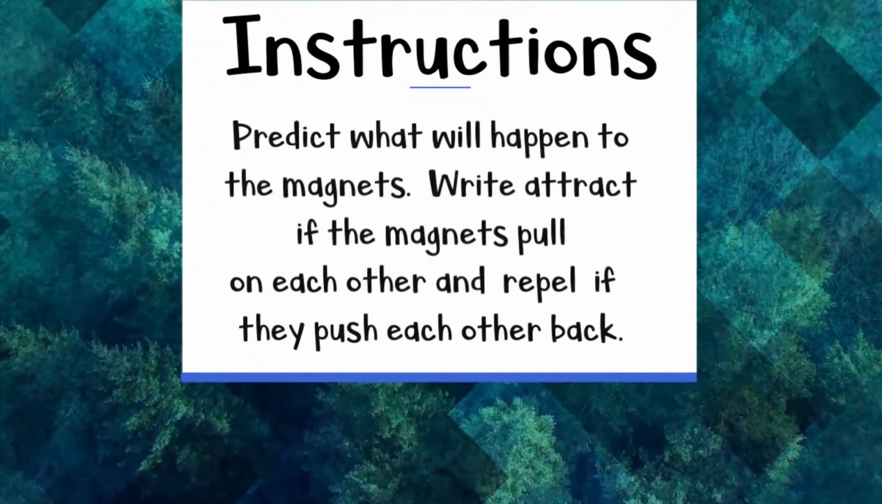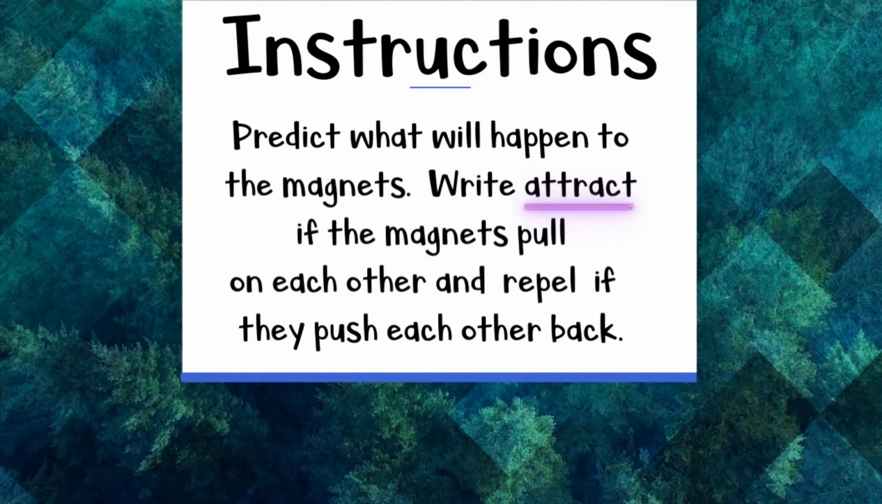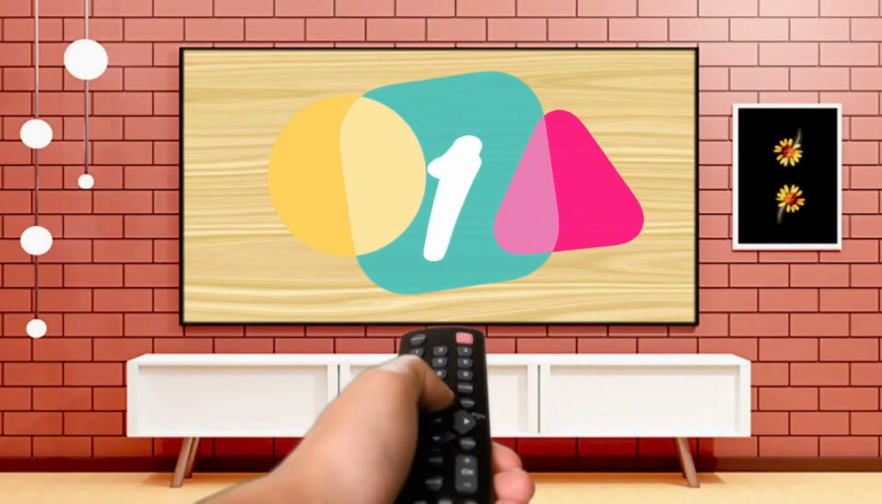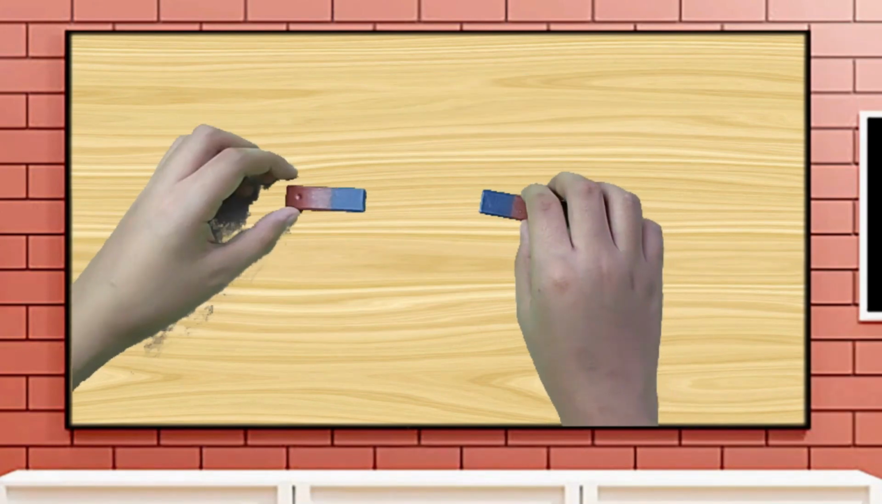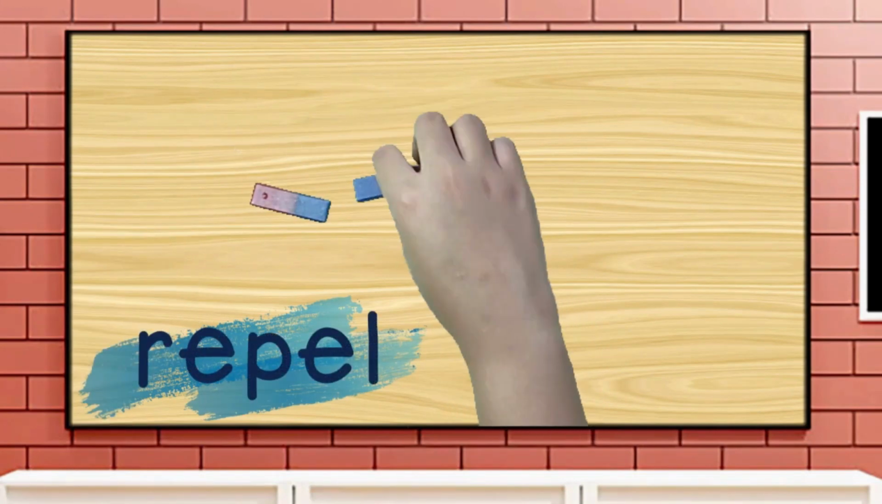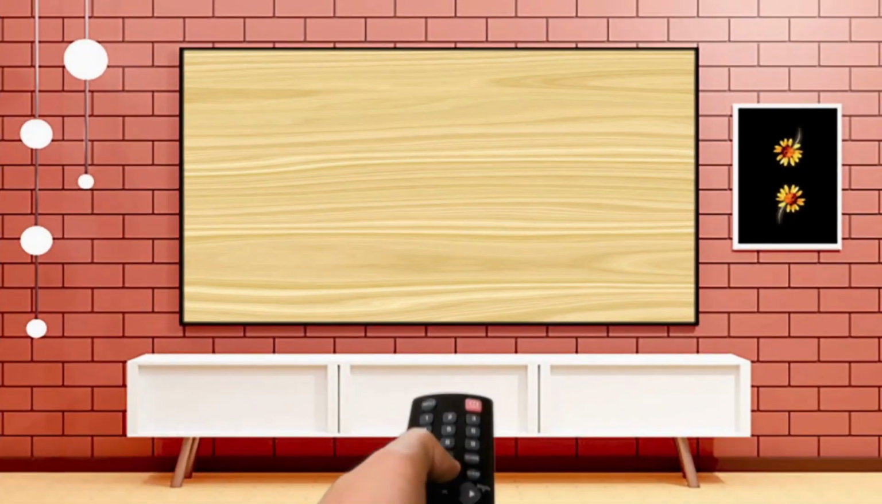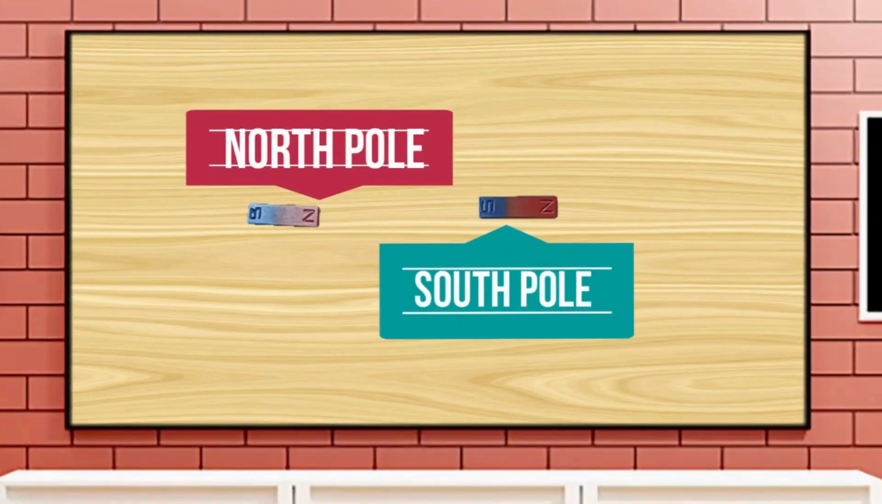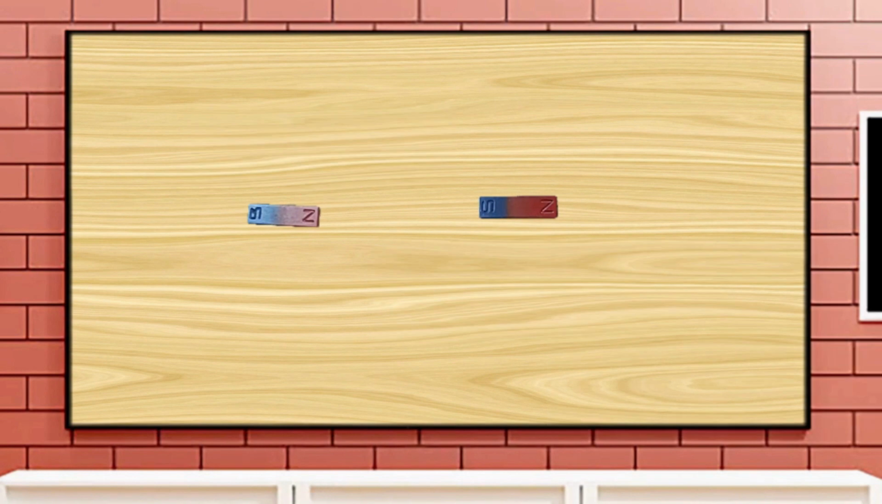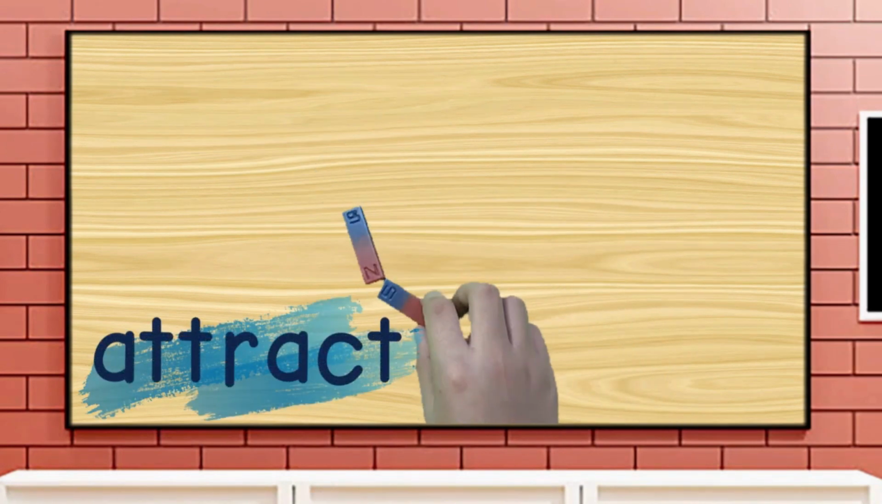Predict what will happen to the magnets. Write attract if the magnets pull on each other and repel if they push each other back. South Pole to South Pole. And the answer is repel. North Pole to South Pole. And the answer is attract.